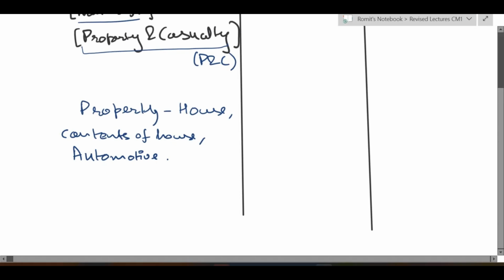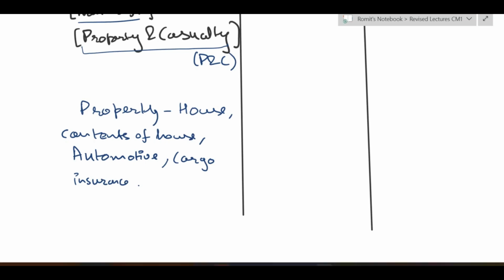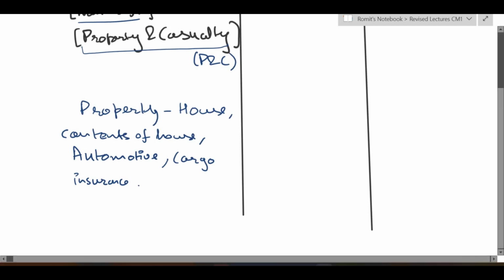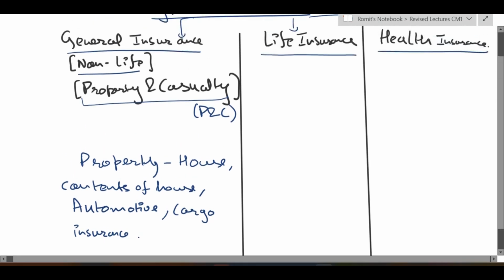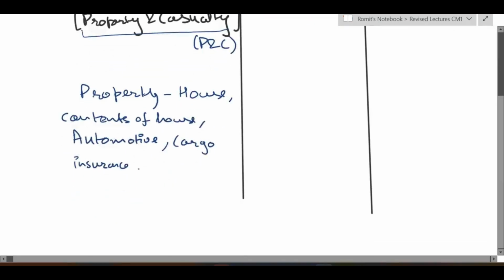Others include cargo insurance. So a lot of transportation companies have their cargoes insured by general insurance companies, so that if the cargo is lost due to any sort of accident, that can be provided for by the general insurance contract. They will be indemnified for whatever loss that they suffer because of the loss of cargo. So these are some examples of general insurance.